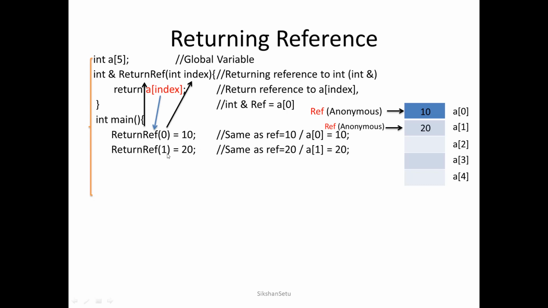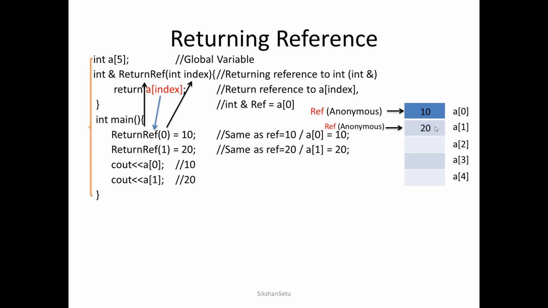Another, return ref of 1. This time I am trying to get the reference of a of 1, so I am passing 1 as the index. So 1 will be moving here, and the reference of a of 1 will be returned. So this will be a of 1, so a of 1 equals to 20. Now if I print it, cout a of 0, it will print 10 on the screen. If I print a of 1, it will print 20. So this is how we are able to return a reference.